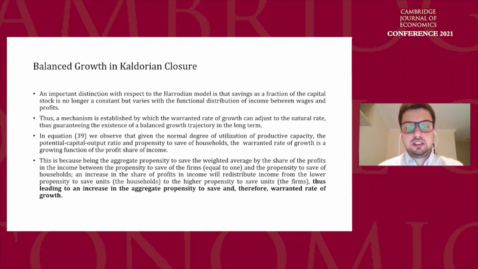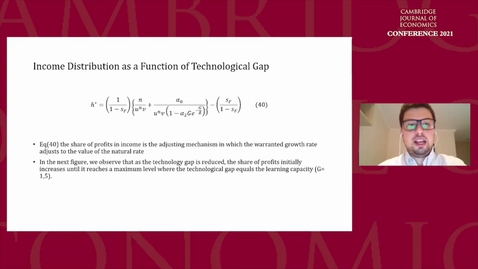In equation 39, we can observe that, given the normal degree of utilization of the productive capacity, the potential capital-output ratio, and the propensity to save of households, the warranted growth rate is a function of the profit share in income. And income distribution is a function of the technological gap. In equation 40, we see that the share of profits in income is the adjusting mechanism by which the warranted growth rate adjusts to the value of the natural growth rate.